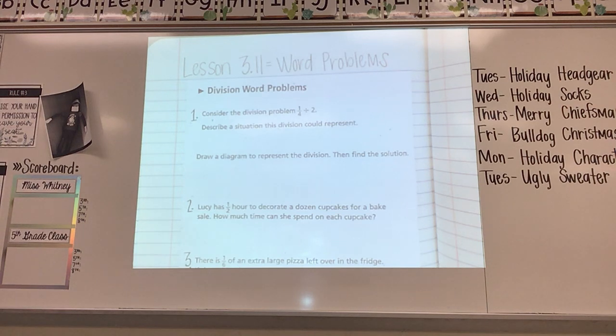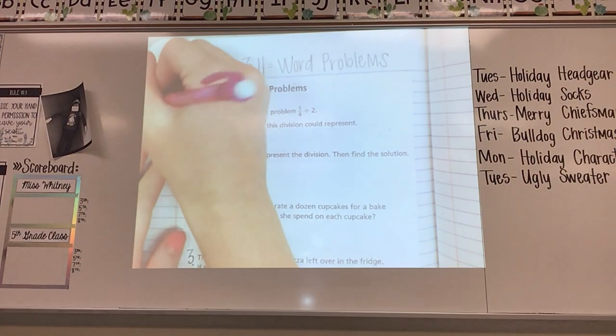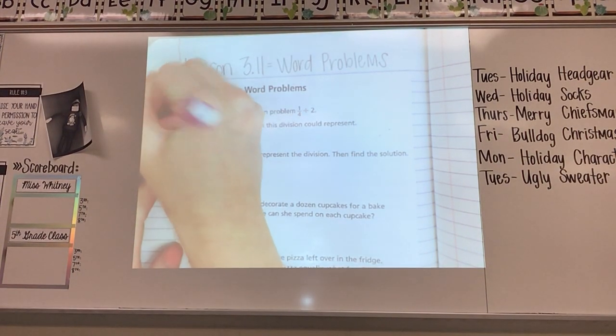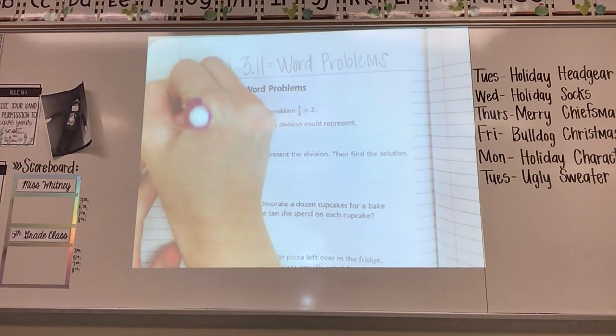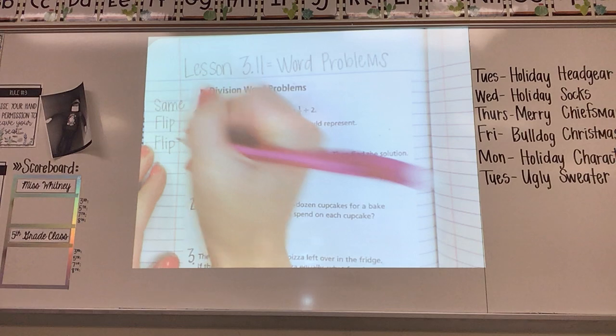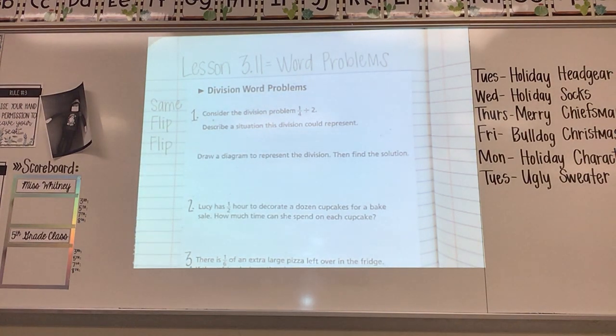But first, I want to remind ourselves, what are those three words that we use when we're dividing fractions? That little saying? Remember, it goes same, flip, flip. So we are going to use same, flip, flip again today to help us solve our division. So let's just jump right on in with number 1.